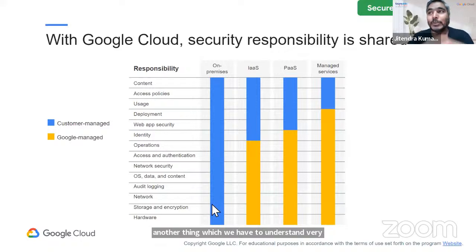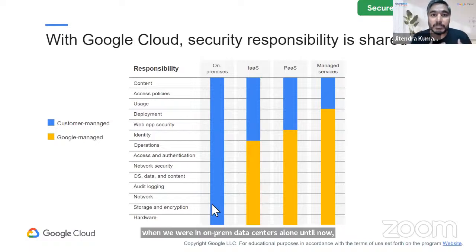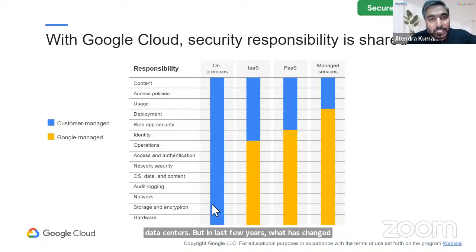So when we were in on-prem data centers alone until now, our thought process was, this is my data center, this is my hardware, and these are the services that I am running. So I felt responsible for security of everything in my data centers. But in the last few years, what has changed is, it is somebody else's data center. It is a public cloud service that I am consuming from AWS or from Azure or from Google Cloud. Hey, Google is responsible for everything.